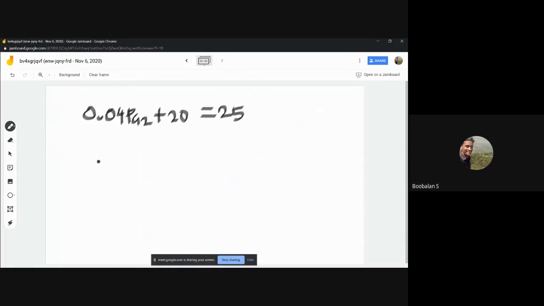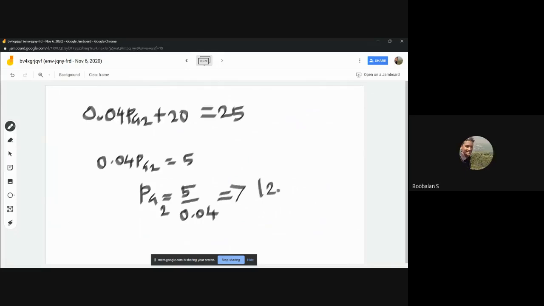And just simplify it, it will be the easiest one. 0.04 Pg2 is equal to 25 minus 20, it will be 5, and Pg2 is equal to 5 by 0.04. What is the value for Pg2? 125. Yeah, 125 megawatt. Yeah, it's absolutely right. And this is how the power is going to be generated, and it is going to be shared with my load, right?